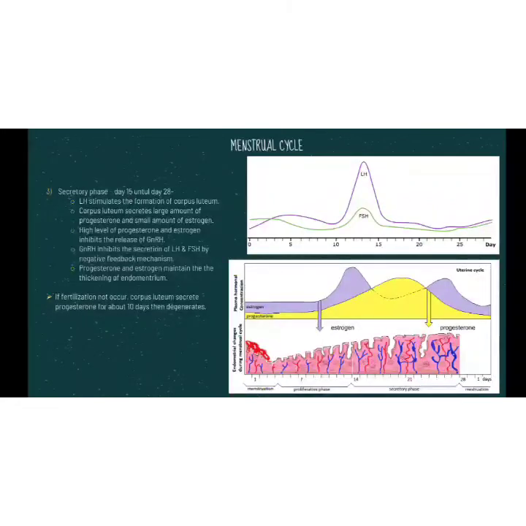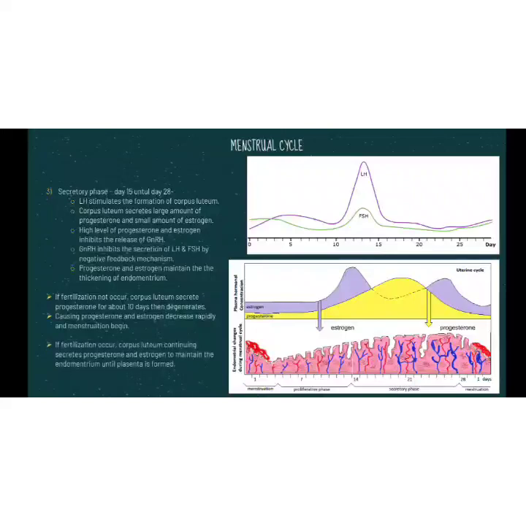If fertilization does not occur, the corpus luteum secretes progesterone for about 10 days, then it will degenerate. This is because progesterone and estrogen decrease rapidly and menstruation will begin. So how about if fertilization occurs? If fertilization occurs, the corpus luteum continues secreting progesterone and estrogen to maintain the endometrium until the placenta is formed.